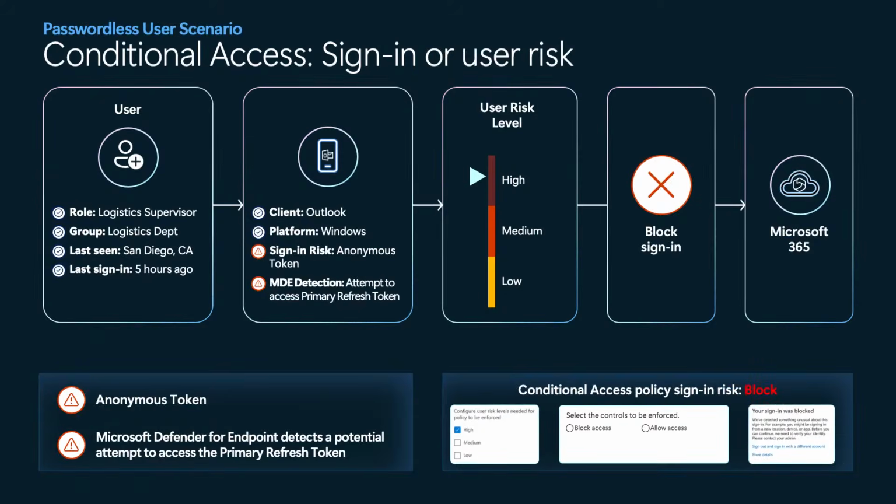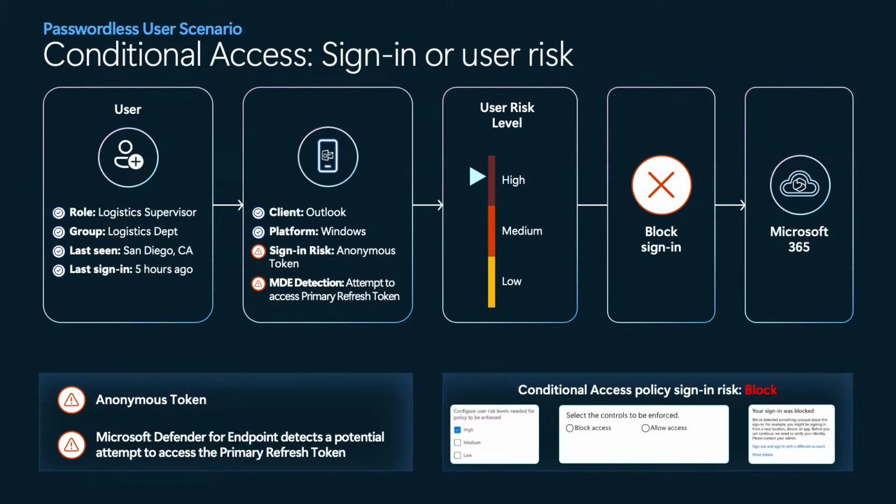The power of conditional access and risk-based conditional access is that we're able to use the full scale of Microsoft in order to be able to make these real-time detection and enforcement decisions. As we can see on the left-hand side, we can see a slightly different user. We've got the logistics supervisor in the logistics department, and they typically log in to San Diego. But as we move over to the right-hand side, we start to see that some of these values look a little different. On the sign-in risk, we've detected an anomalous token.